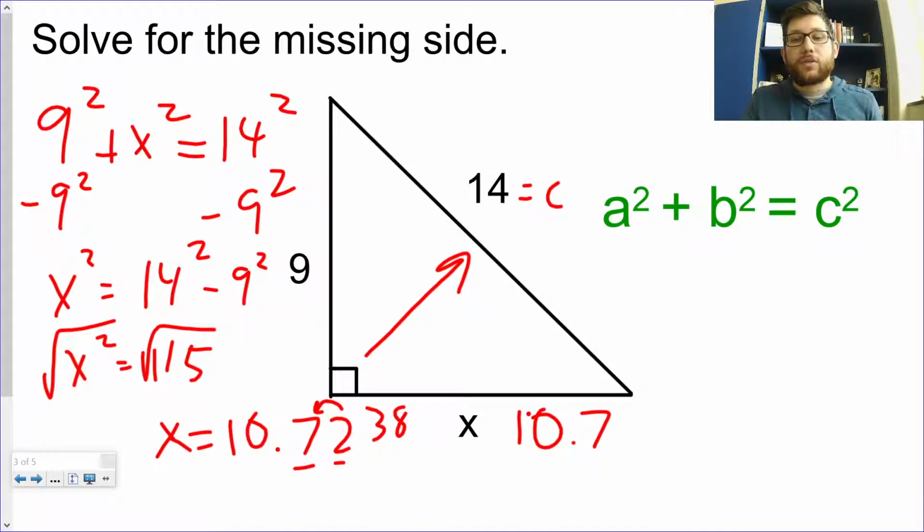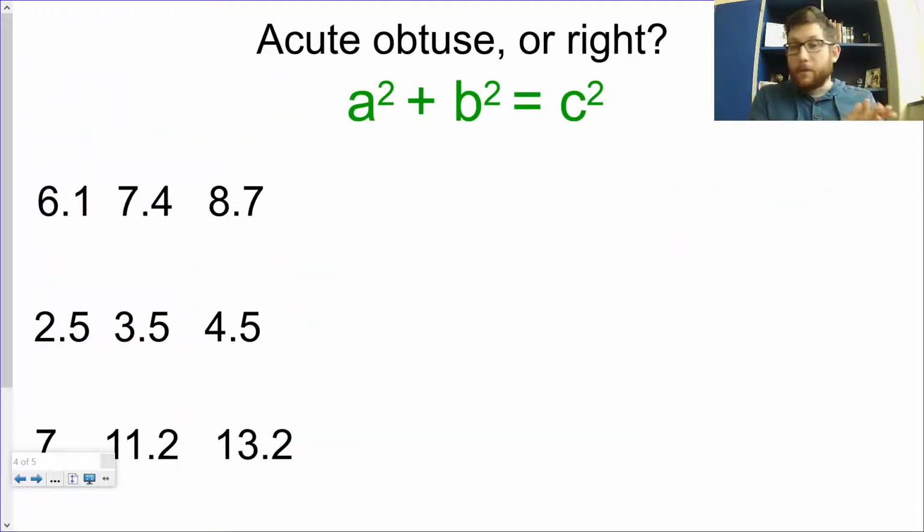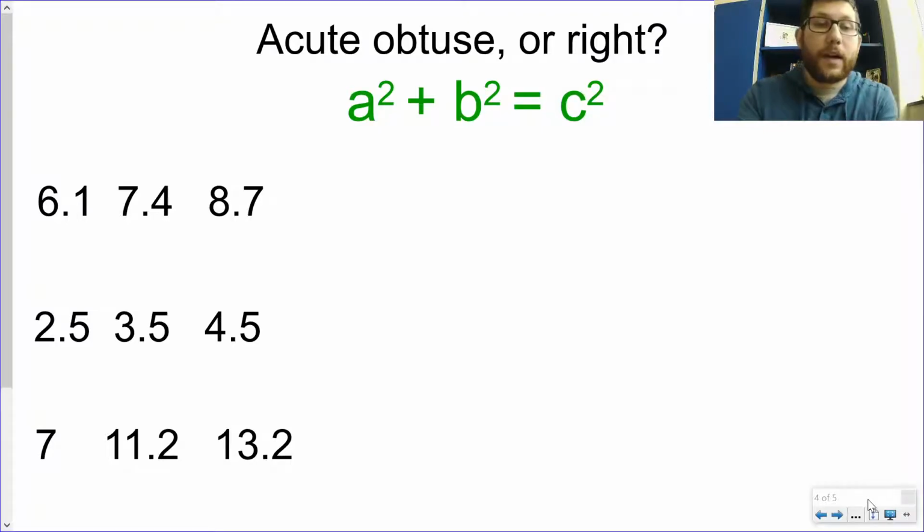Now, we're going to do the second part: is it an acute, obtuse, or a right triangle? So let me move this guy out of the way. Once again, we're going to use the Pythagorean theorem, and all we're going to do is plug the two smallest in on the left side and the largest one on the right side. So let me show you.